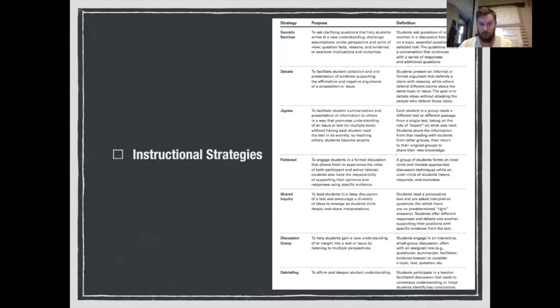Here are some of the instructional strategies I like to use. I use a variety to meet all student learning styles, so it's not the same thing day after day. There's a lot of different things we do, and different ways for you to prove your content knowledge as well.